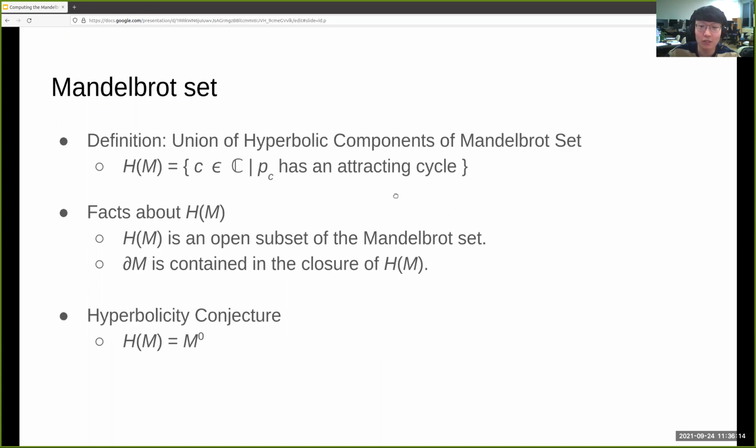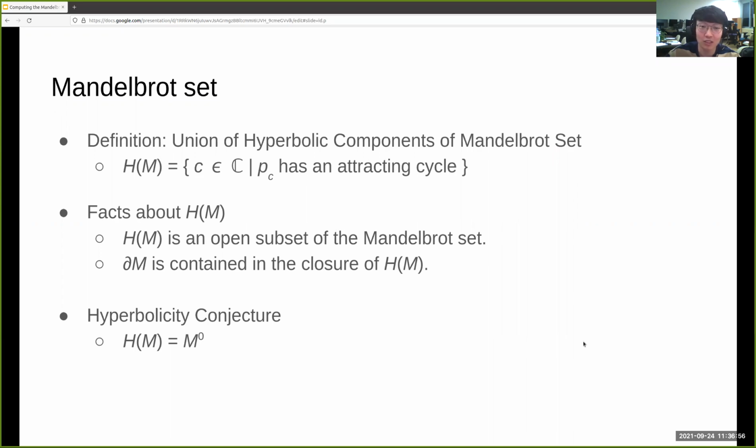We will define the union of the hyperbolic components of the Mandelbrot set, or simply hyperbolic components, at least in this talk. The hyperbolic components are the set of complex numbers c for which p_c has an attracting cycle. Now there are a few facts about the hyperbolic components. The first one is that the hyperbolic component is an open subset of the Mandelbrot set, and the second is that the boundary of the Mandelbrot set is contained in the closure of the hyperbolic components.